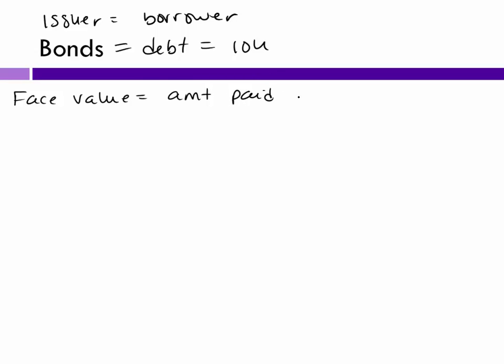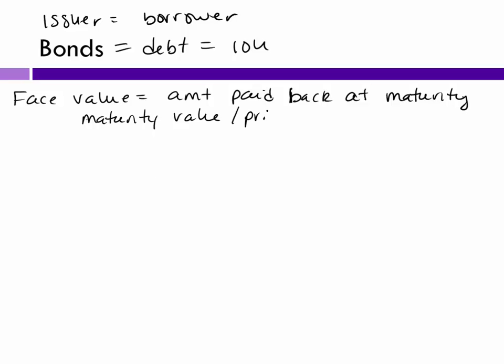So this is the amount paid back at maturity. You will also see this called the maturity value. It's also called the principal. It's also called the par value. So those terms are all kind of interchangeable here. And they all refer to the amount that has to be paid back when it's due. The maturity date is when the bond is due, when the face value is due.